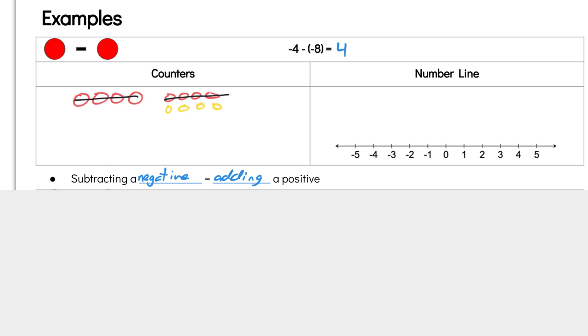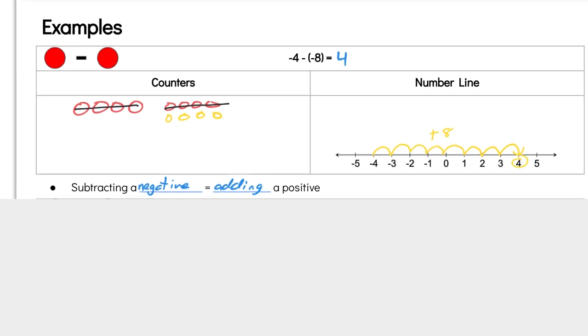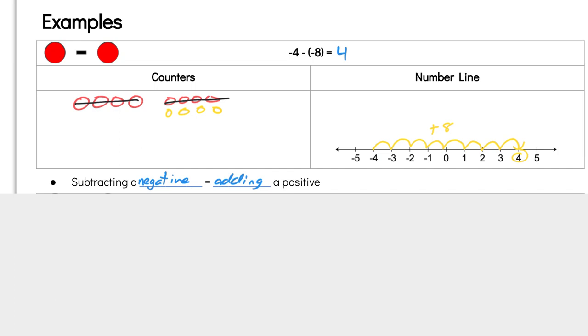On a number line, it looks like this. You start at -4 and you're adding 8. 1, 2, 3, 4, 5, 6, 7, 8. Anytime you're adding numbers, that means you're going to the right on a number line. Let's keep going and look at some more examples.